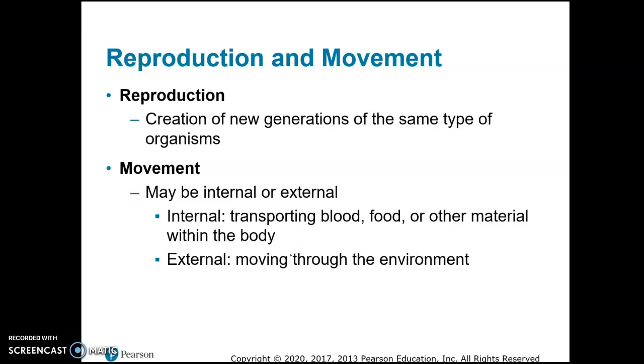Reproduction is just the ability to create new generations of the same species of organism, and humans are capable of that. Movement is another characteristic, and if we think about living things such as plants, the movement can be internal, as in moving water up through the plant from the roots up to the leaves and the branches. So the movement can be internal inside the organism, or it can be external. And humans, of course, are capable of external movement.